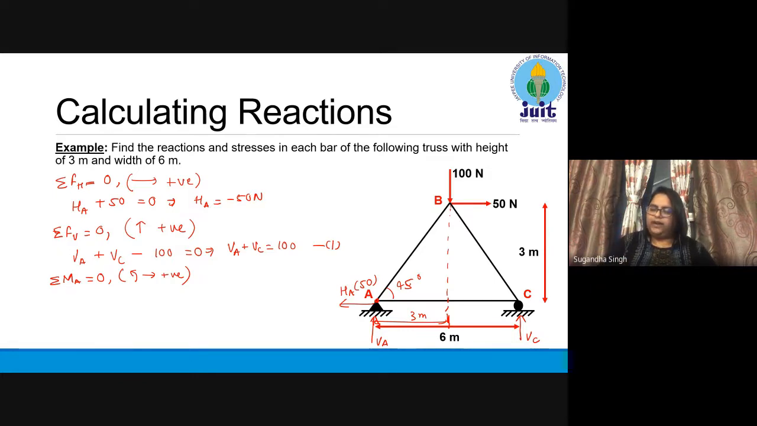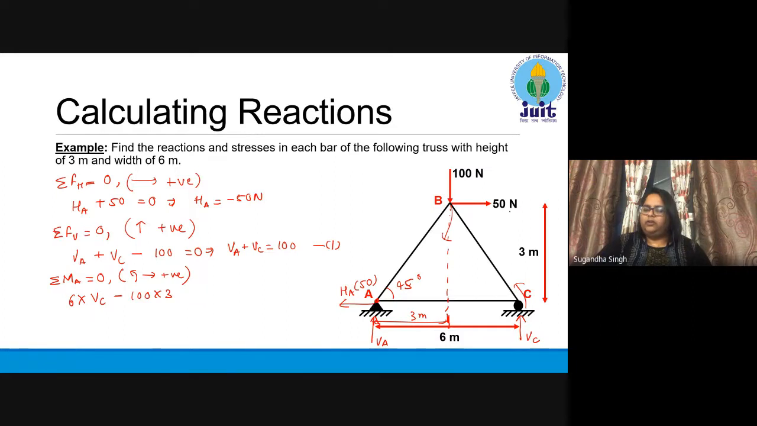Only reactive force that will be included will be VC. So 6 into VC, and it induces an anti-clockwise rotation about joint A. So this is positive. The 100 Newton load induces a clockwise rotation about joint A. So this is negative 100 into 3 meter.